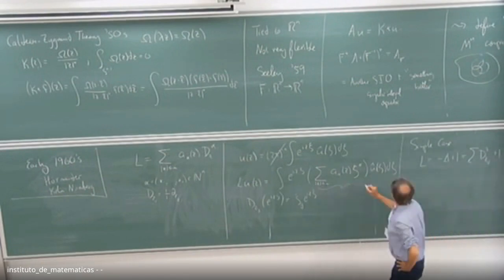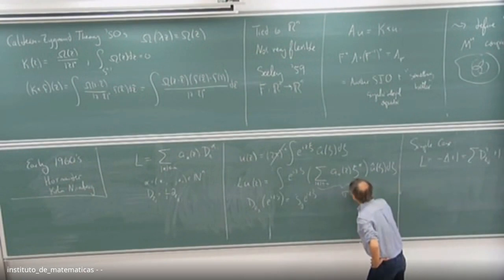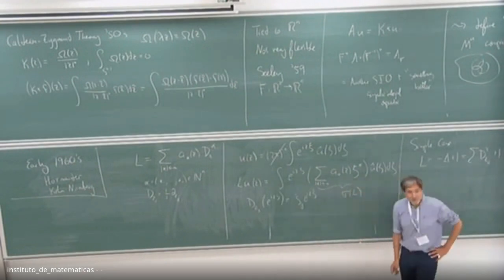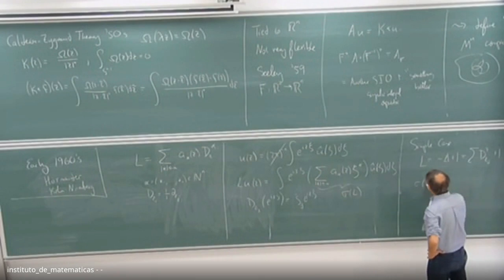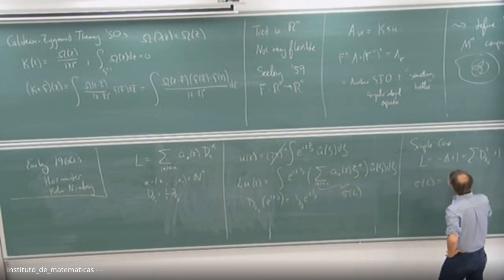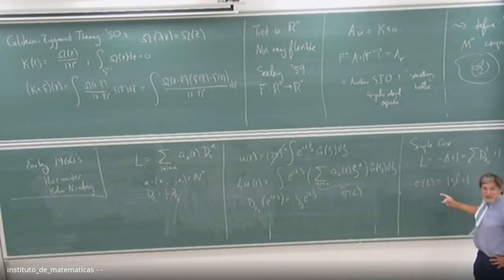This expression, by the way, is called the symbol of L, the total symbol of L. And I'll be defining that in greater generality. For the moment, just say that's the thing you get when you apply this under the Fourier transform. So the symbol of L, in this case, is equal to mod zeta squared plus 1. And this has the virtue of being very invertible. It's a polynomial, and it's very invertible.